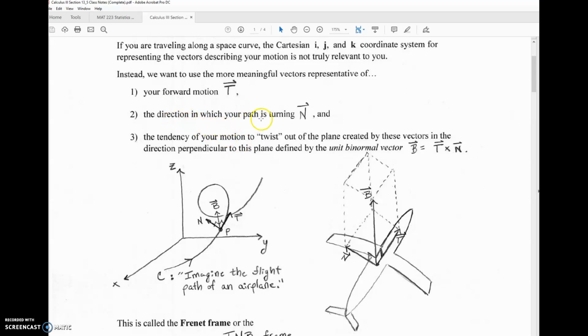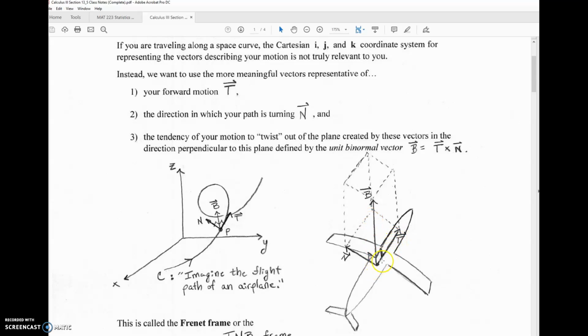The direction in which your path is turning will be the unit normal vector. So imagine this plane is turning to the left, then the unit normal vector will be pointing inward towards that turn. And the tendency of your motion to twist out of the plane created by these vectors, in the direction perpendicular to this plane, is defined by what's called the unit binormal vector. So the binormal vector is T cross N. Now T cross N, we know that will be perpendicular to both. So you can imagine that the unit binormal vector comes straight out of the airplane, straight up from the airplane like this.